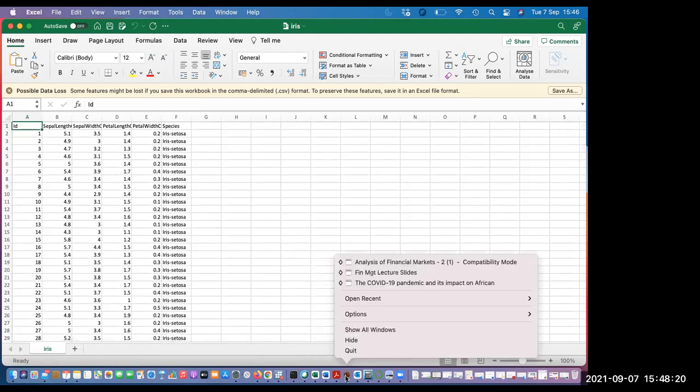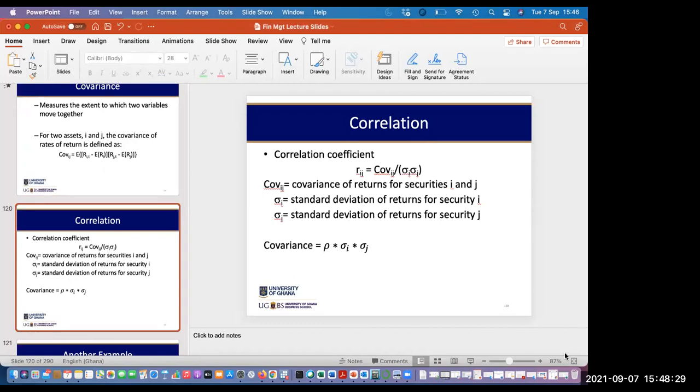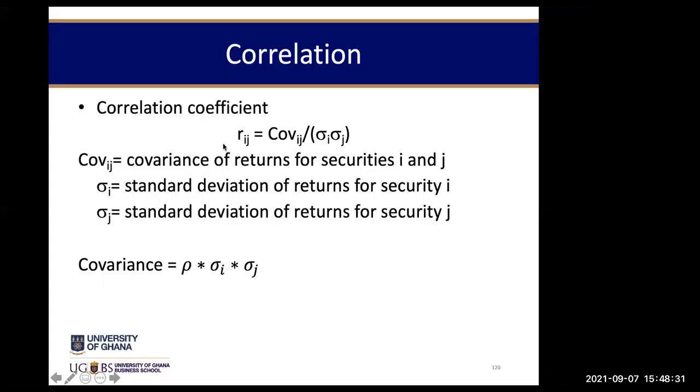I won't worry you too much with the formula. But correlation is given as the covariance over the product of the standard deviations. So correlation is the covariance over the product of the standard deviations.